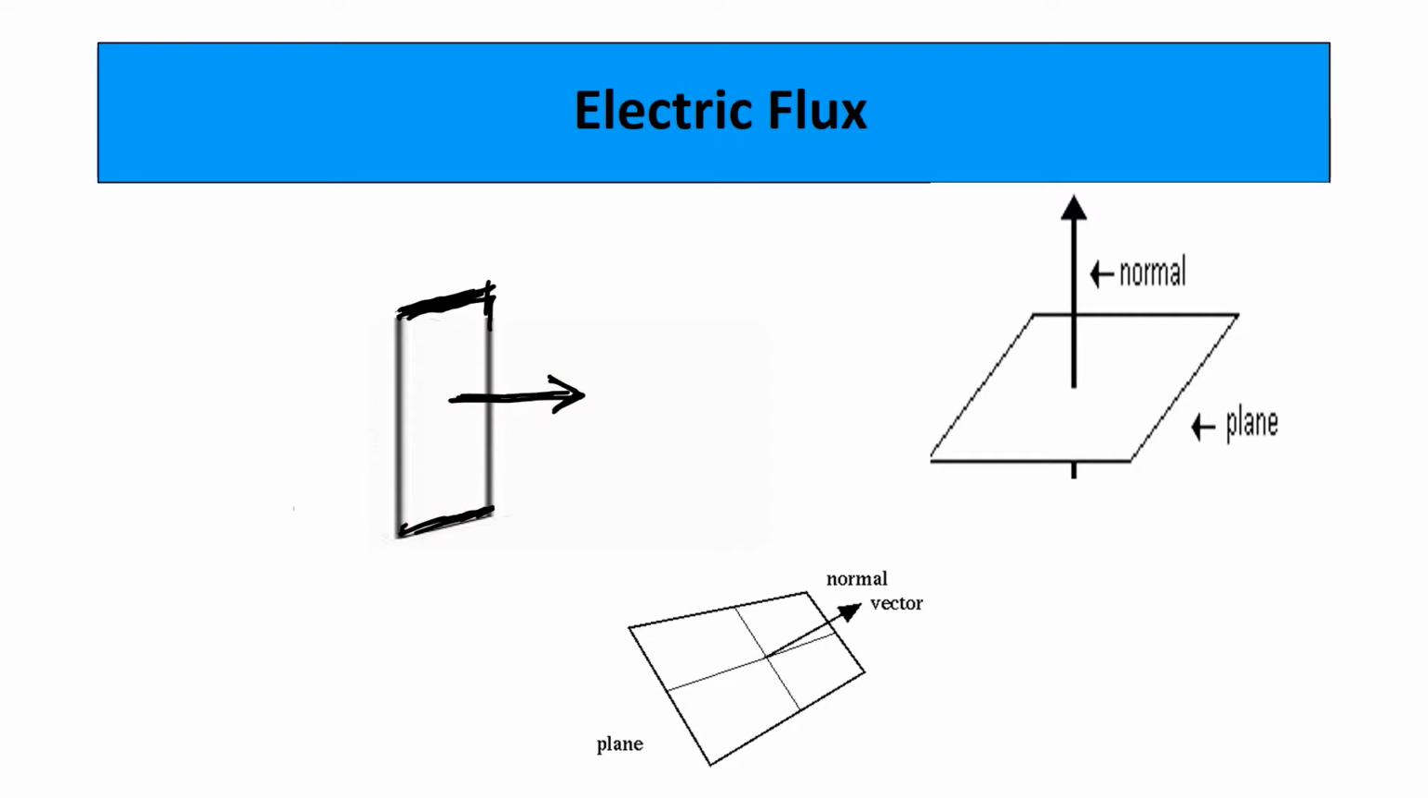You can think of an A4 size paper held vertically in this case. If the plane is horizontal, this is the horizontal plane and the normal is this one, which is perpendicular to that plane. If the plane is tilted slightly as in this diagram, the perpendicular or the normal will be like this. The normal will always be perpendicular to the plane.